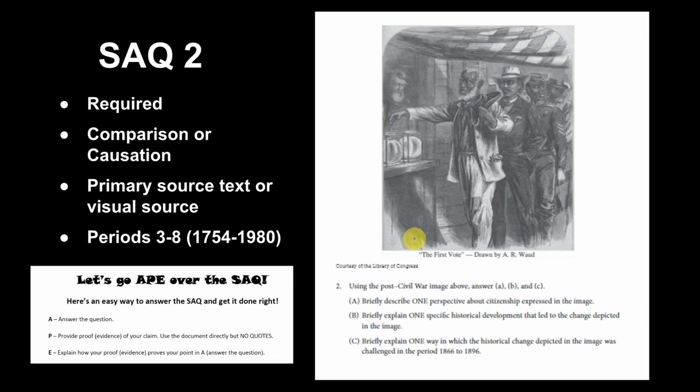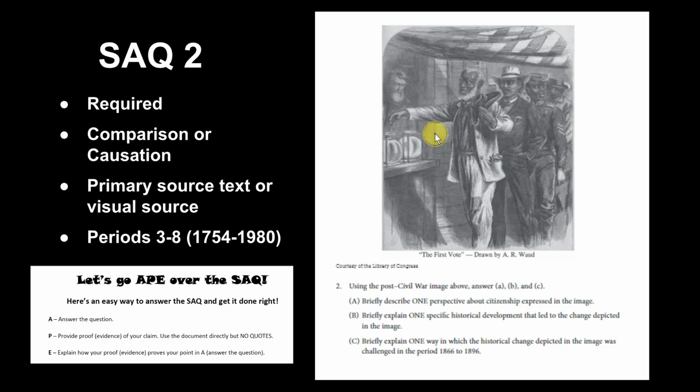For SAQ 2, again, this one is required. In terms of skill set, it will be comparison or causation. So comparing two things, or a cause and effect. It'll be one of those skills. This one will be a primary source, so it will actually be from the time period itself. It can be a text, or in this case, it's a visual source. And again, we're looking at periods 3 through 8, which is 1754 through 1980.